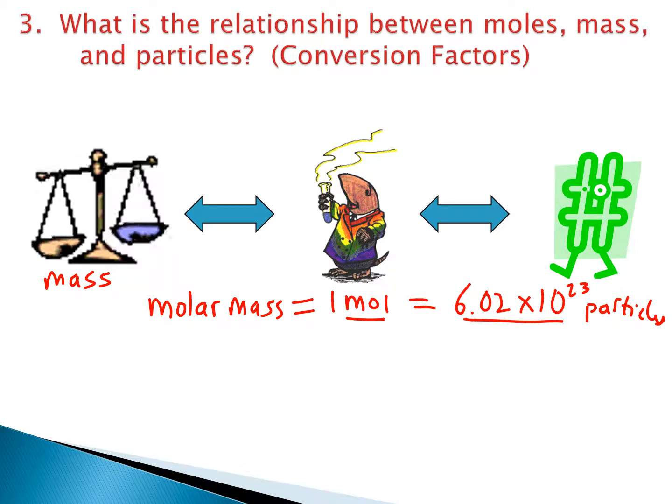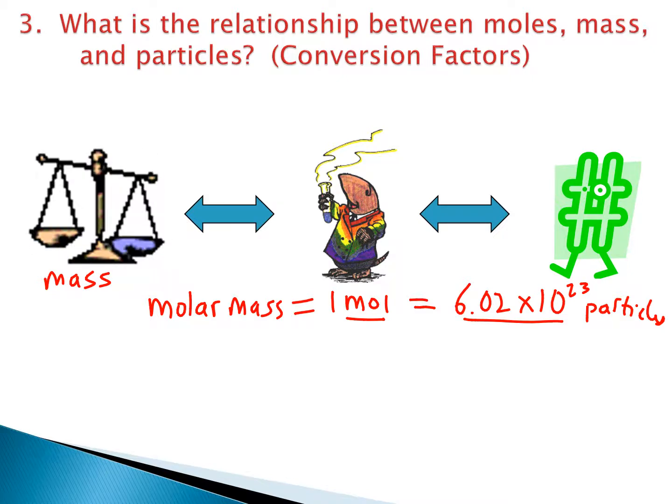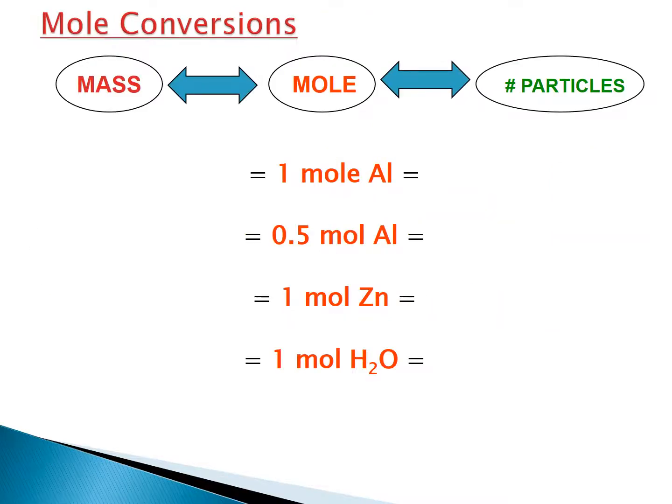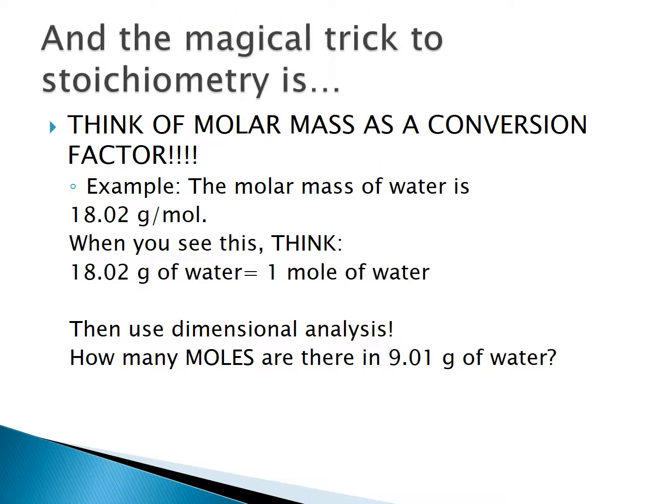Okay, so let's do a little practice with this. These 2 conversion factors plus 1 more. All right, so we're going to think of molar mass as a conversion factor. The molar mass of water we just determined is 18.02 grams per mole. So when you think grams per mole, think of it like an equality. 18.02 grams of water is equal to 1 mole of water. Then we can use dimensional analysis. Right? So let's do a little example.